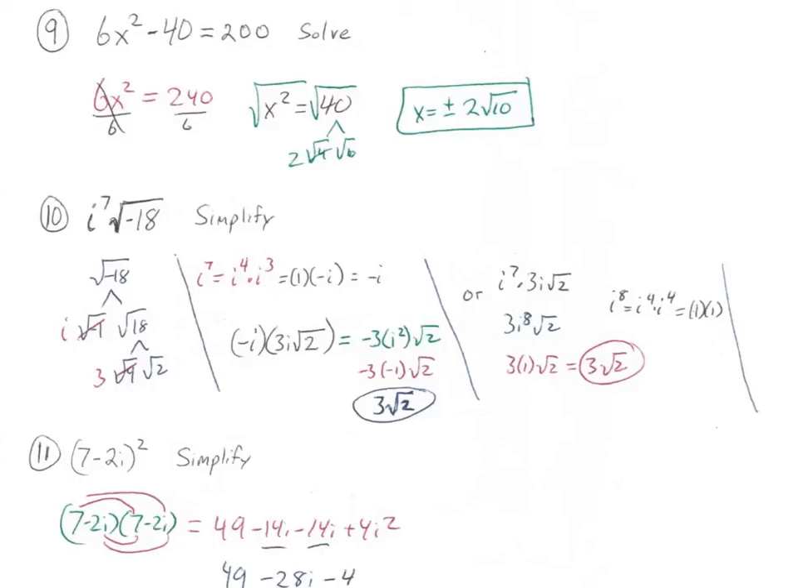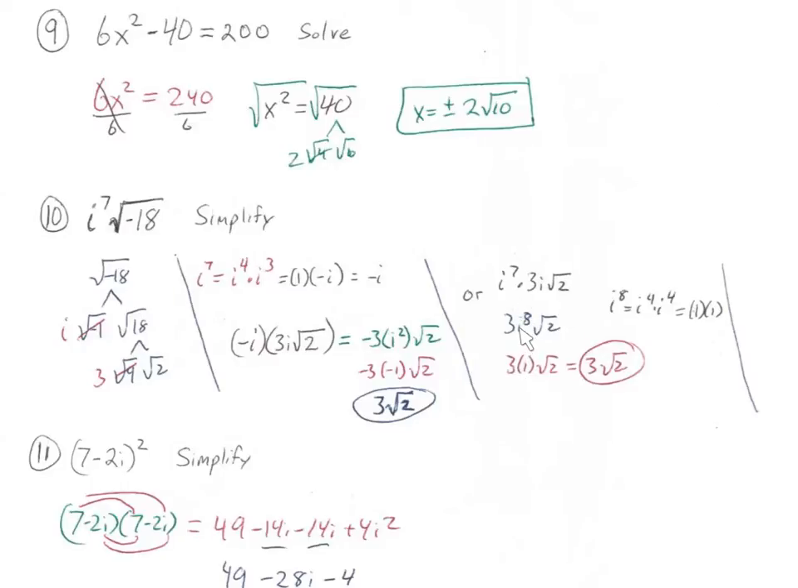Just depends on how you look at it. I am going to first see this right here. You should see i to the 7th times 3i square root 2. When I multiply 3i times i to the 7th, I get 3i to the 8th and leave the square root 2. So we got that so far.